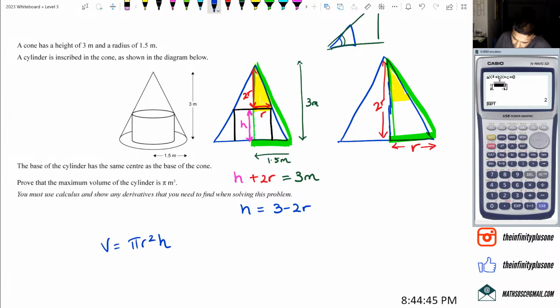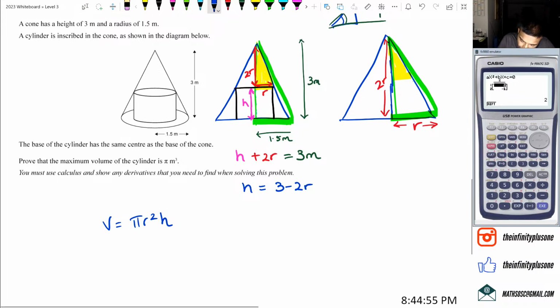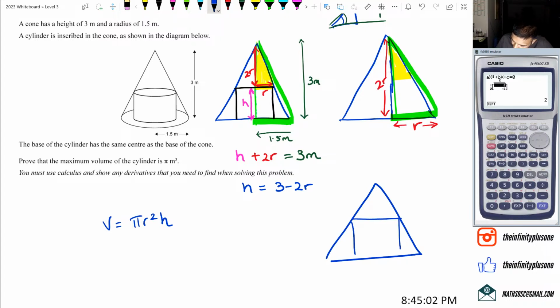I would actually put it to dV/dr, Mahir, because we are getting rid of the h. Lex, what we did there was, just to give you an idea, remember we had a triangle that looks like this, with the cylinder that's there.